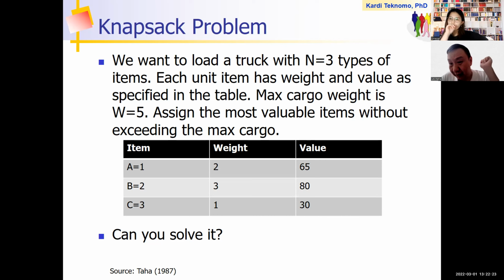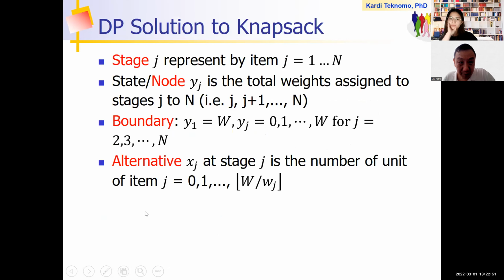Can A be 6? No. Why? Overweight. Correct. So that means the value of XA or X1 is only 0, 1, 2, 3, 4, 5. So 6 values. Correct? Can you get it? So that is how you will do.